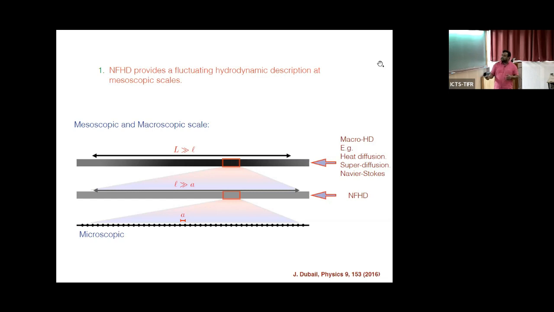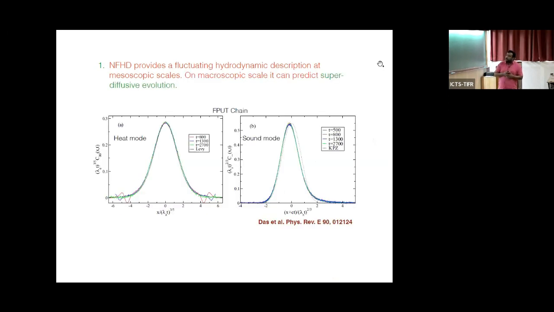And this is the mesoscopic scale where you have nonlinear fluctuating hydrodynamics, and that makes predictions at a much larger length scale, where you get super diffusion or Navier-Stokes type equations, heat diffusion equations. So you get a macroscopic hydrodynamic description there. As I said, on the macroscopic scale, nonlinear fluctuating hydrodynamics predicts super diffusive evolution.